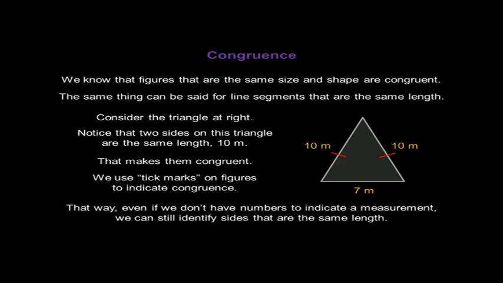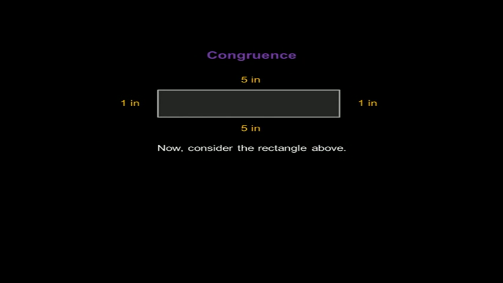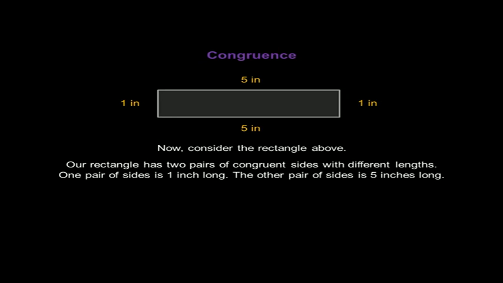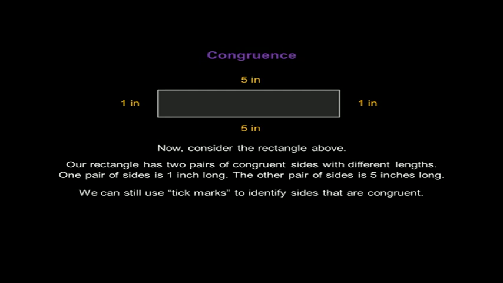That way, even if we don't have numbers to indicate a measurement, we can still identify sides that are the same length. Now consider the rectangle above. Our rectangle has two pairs of congruent sides, but they're of different lengths. One pair of sides is 1 inch long. The other pair of sides is 5 inches long.